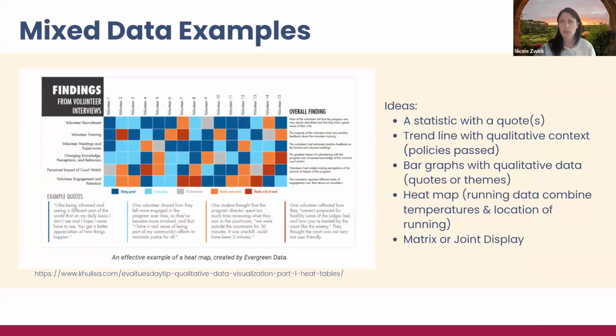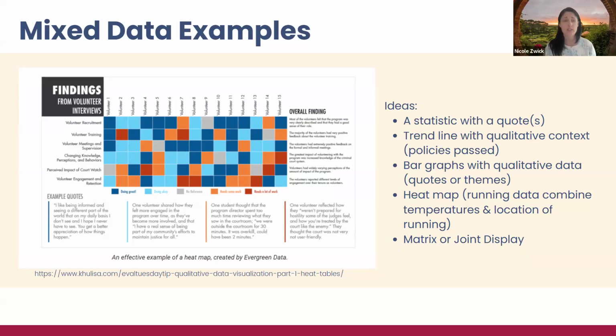So I also wanted to show the most complex ones you can see in the mixed data system. This one is particularly useful. It's also from Stephanie Evergreen. She's amazing at data, so check out her website and tips. It's showing a heat map with a matrix joint display, which is probably the most complex we have, but it really is impactful and gives you a lot of information.